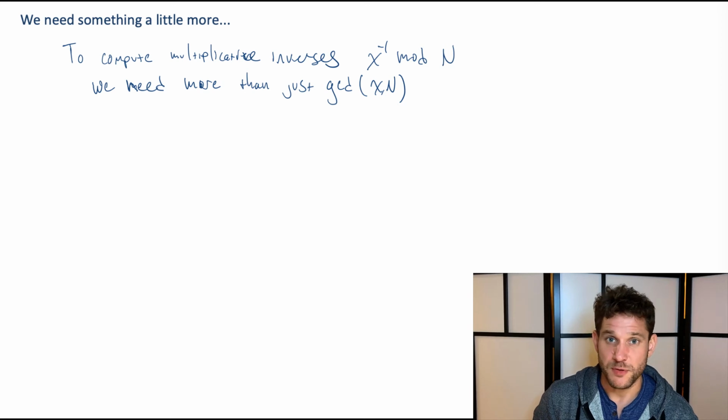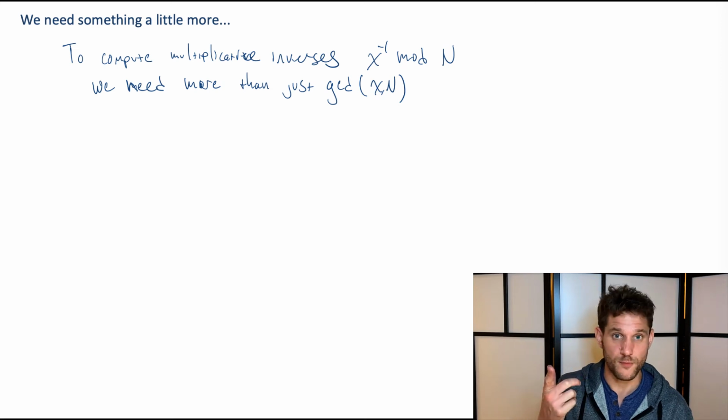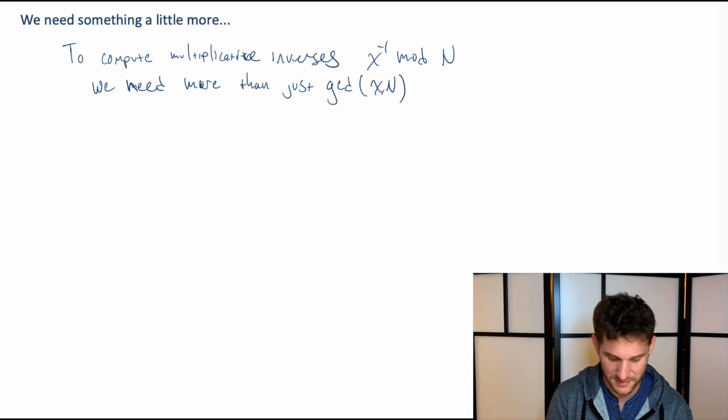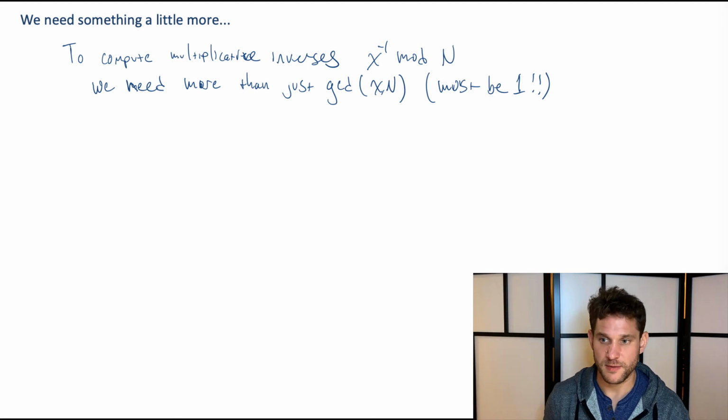So in order to actually compute the thing we want, which is multiplicative inverses of integers x mod n, we want to get x inverse mod n. We need more than just to compute the GCD of x and n. Of course, if you recall from earlier in the lecture, the inverse of x mod n only exists if the GCD of x and n equals 1. This must be 1 for the inverse to exist. But the question is, how do we actually compute this inverse? That's the interesting part.